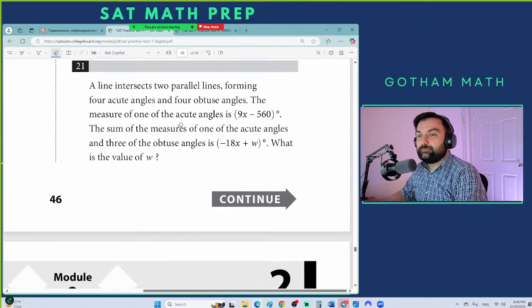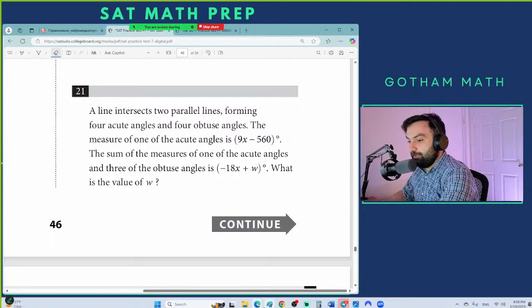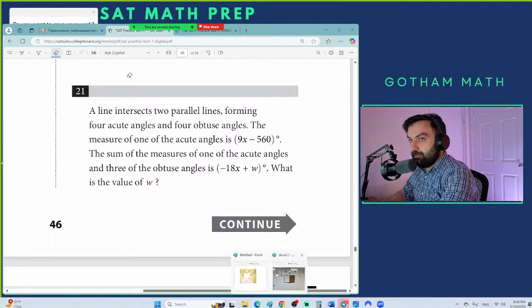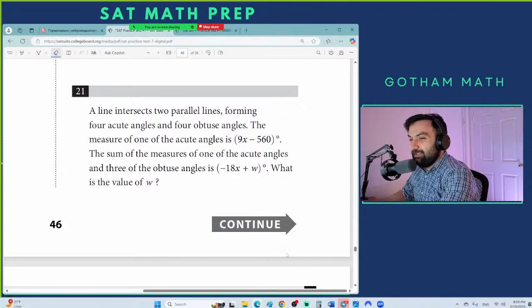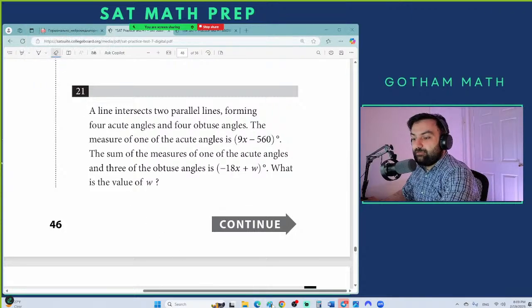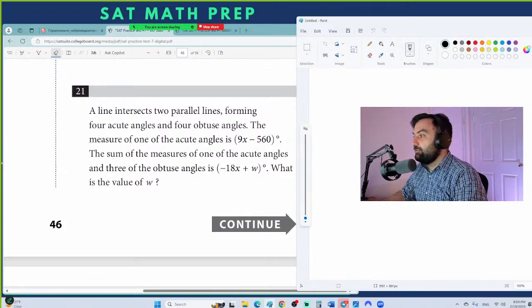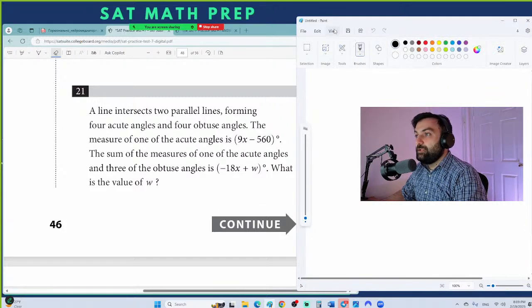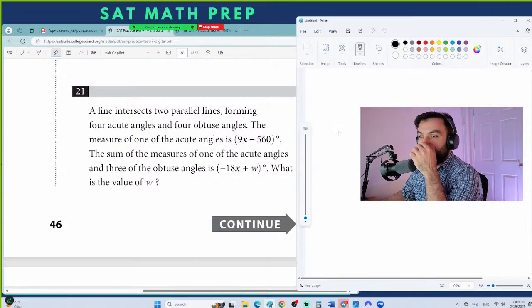So let's start by doing question number 21. I'm going to copy and open this question in my Paint program, because I think this is a clear geometry question. I'm going to read it in a second. Geometry questions, most of the time, require us to draw, even for our own sake, to be able to solve it. So let's see what we are going to have here.